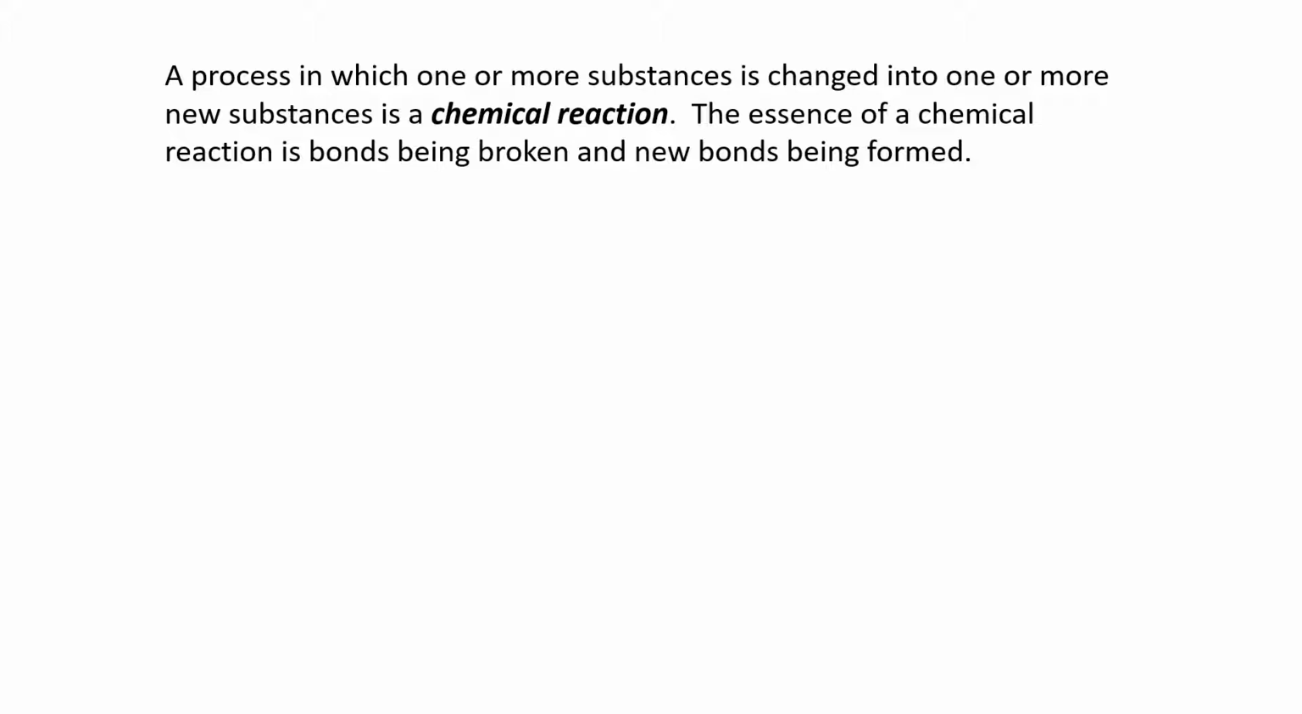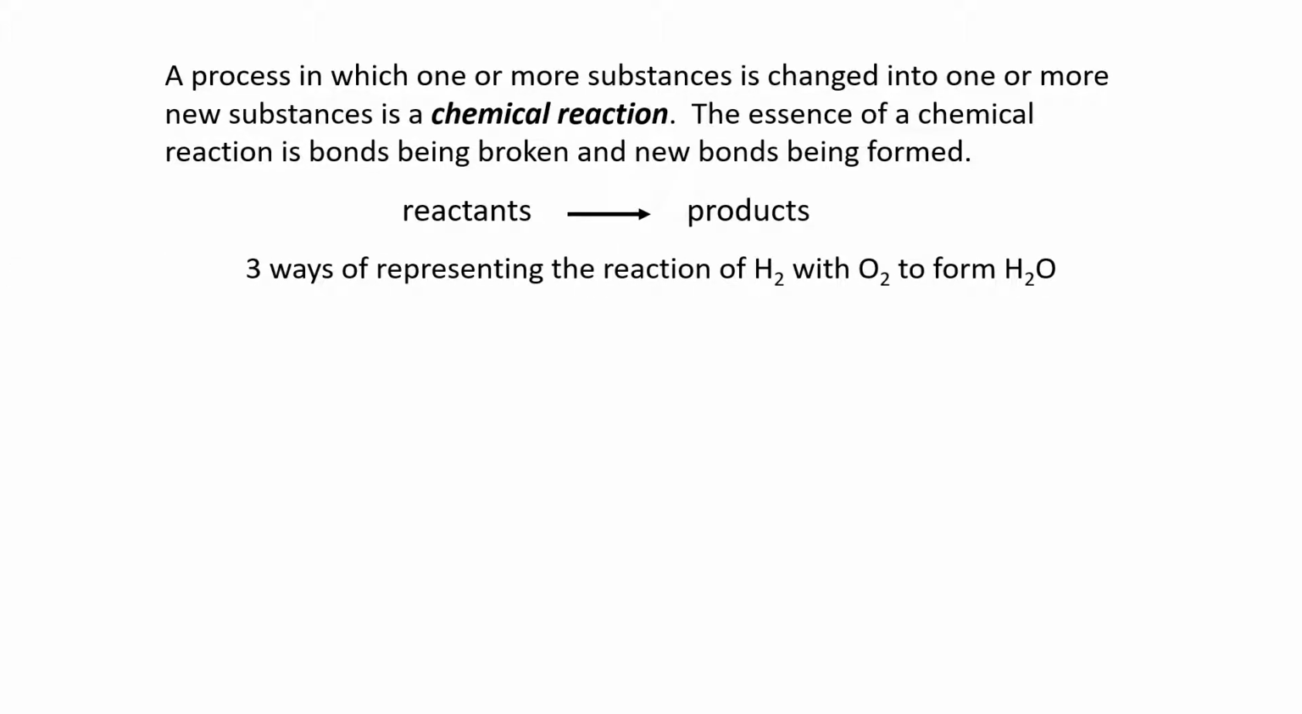The first thing that we should address is what really is the nature of a chemical equation. Well, we can define it as a process in which one or more substances is changed into one or more new substances. That change can only be effected if we break bonds between existing substances and then form new bonds to create new substances. In this process, we go from reactants to products.